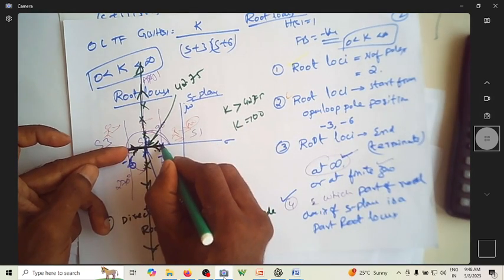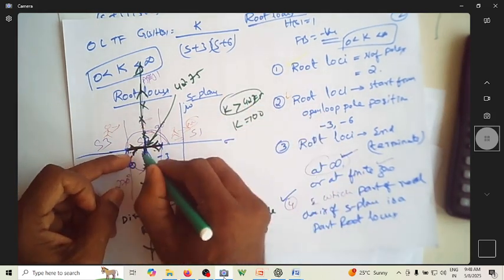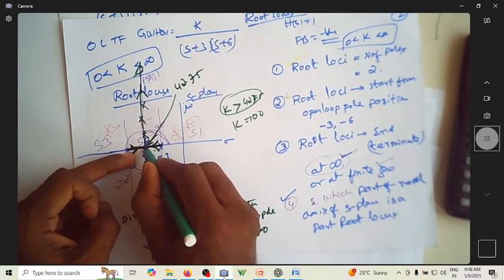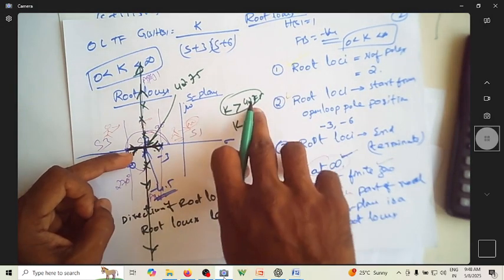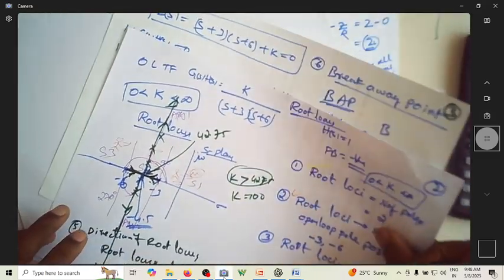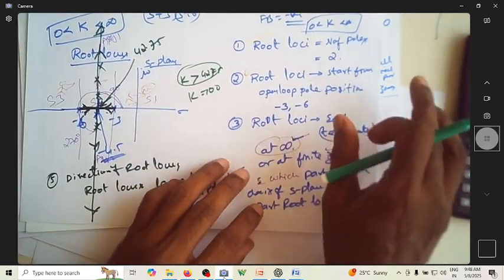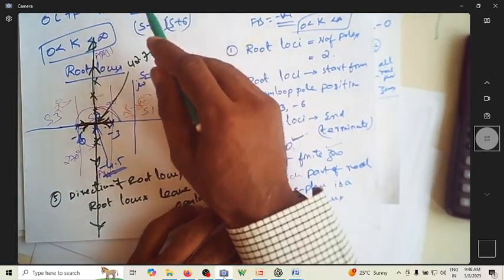If it is 0, they are here. If you increase the value of k, it comes here. When k is 42.75, it will be there at minus 4.5. More than 42.75, then the poles will become complex. This is how you have to plot the root locus. Let me again recap it.